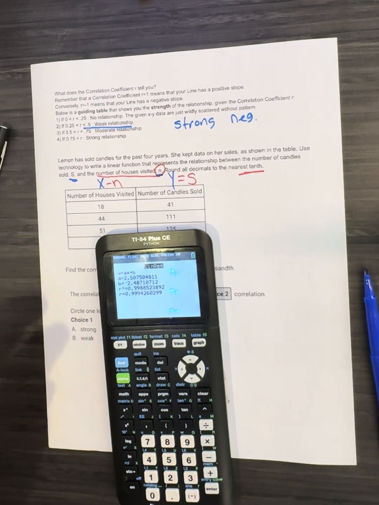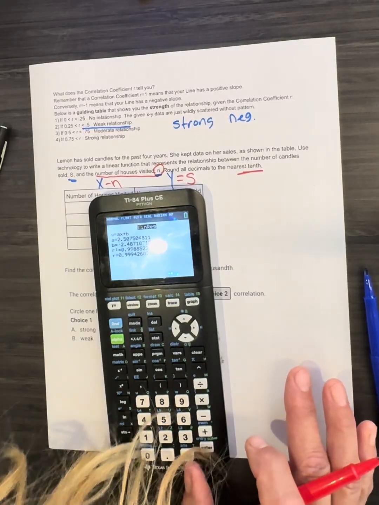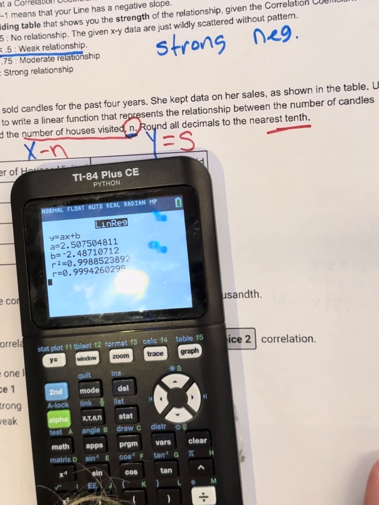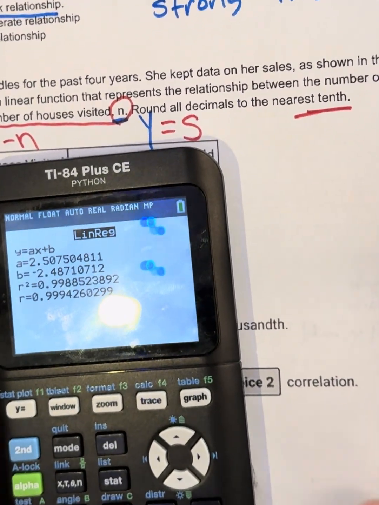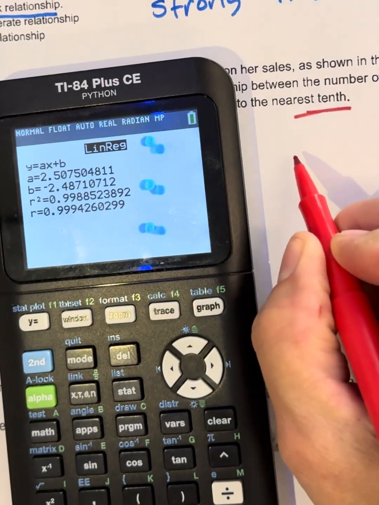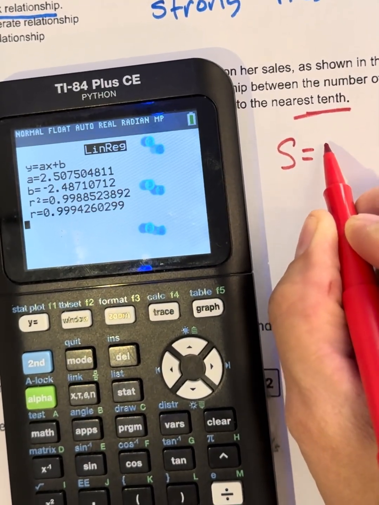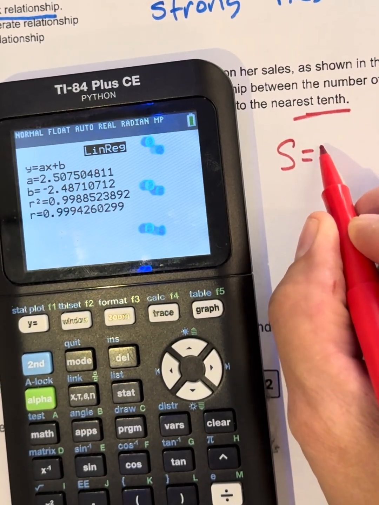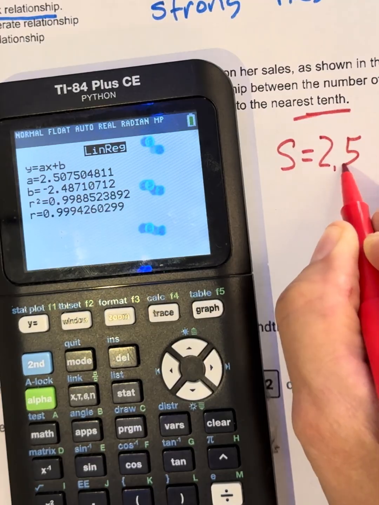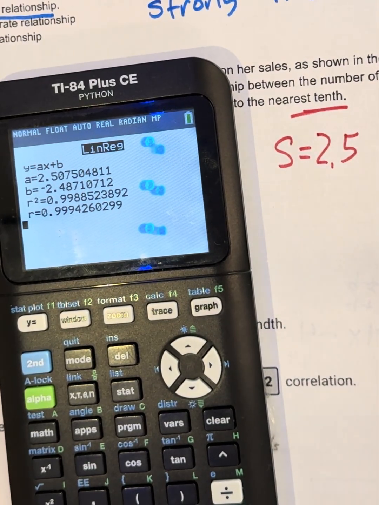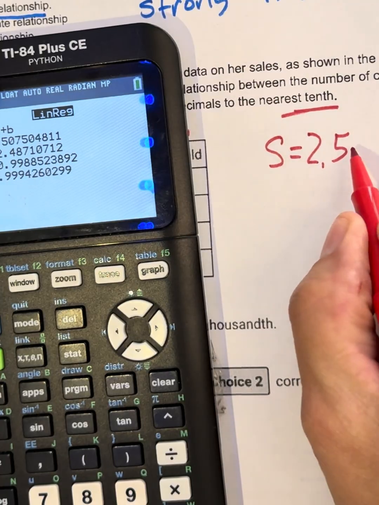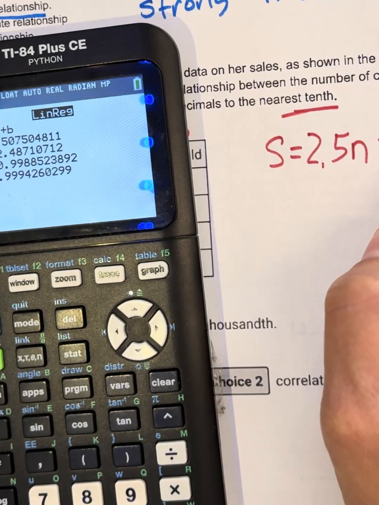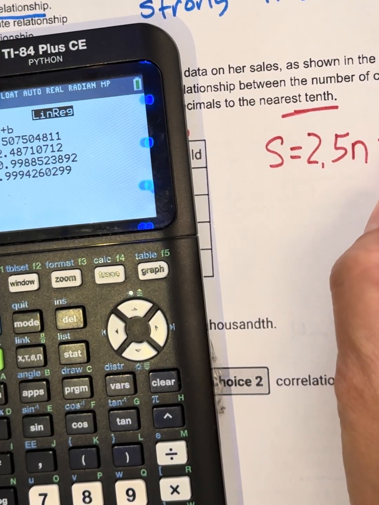So I start off with Y equals or S equals to write my equation. S equals. There we go. So S equals, and I'm rounding to the nearest tenth, so is the 0 going to do anything to my 5? No. So what comes after 2.5? X, or in this case, N. And then minus what? 2.5.